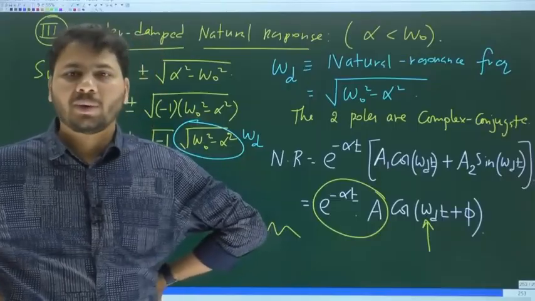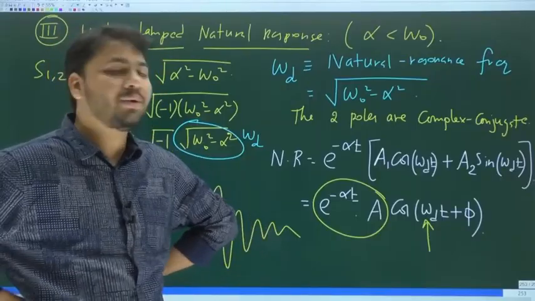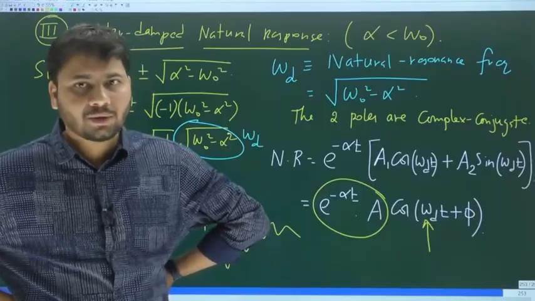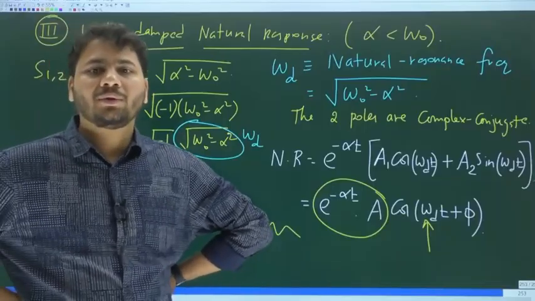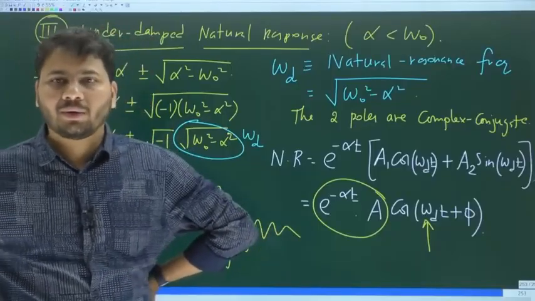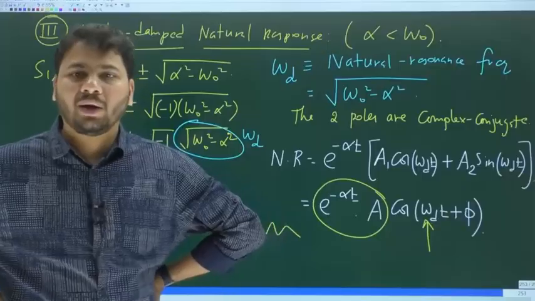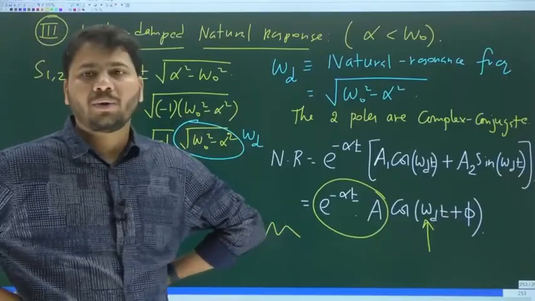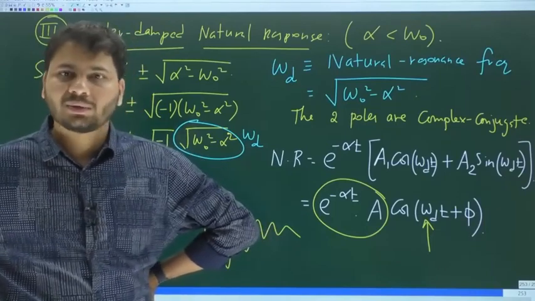Write down the corresponding form of the natural response. Then you add the forced response or the steady state response to the natural response. And then using the initial conditions, you evaluate the values of the various unknowns, mainly A1 and A2. So this is the kind of approach that we are going to take for second order circuits.